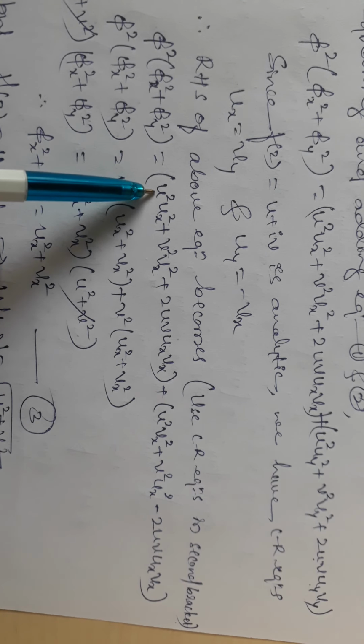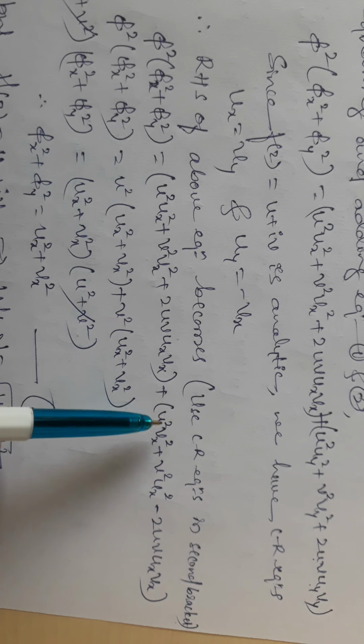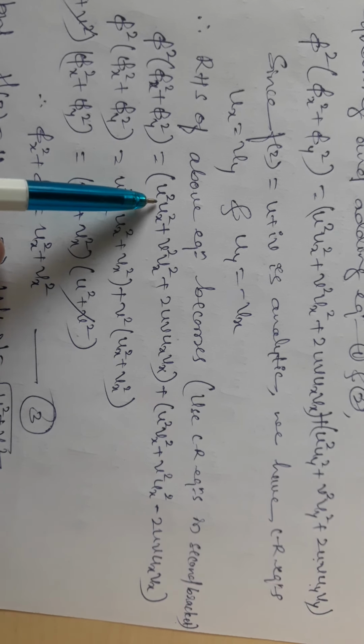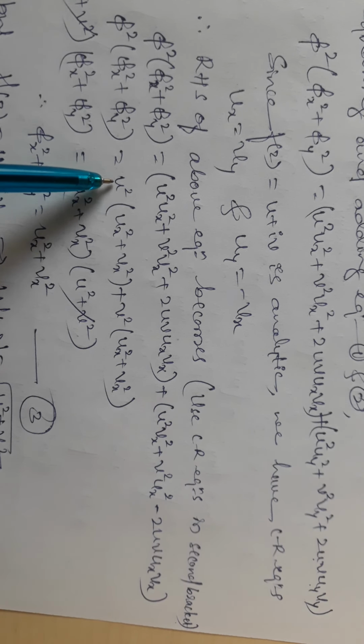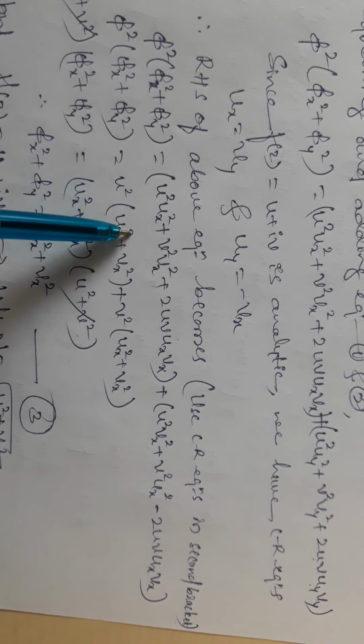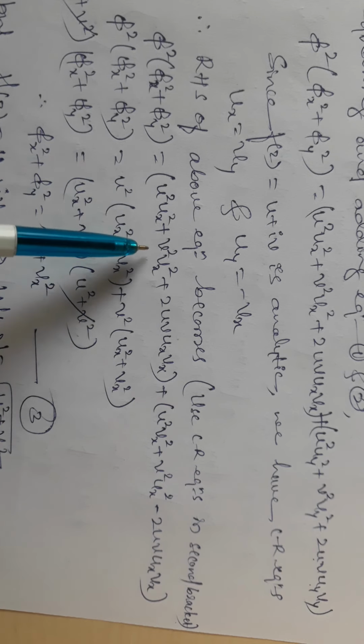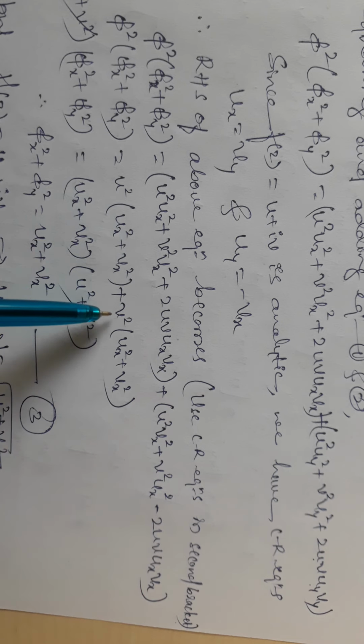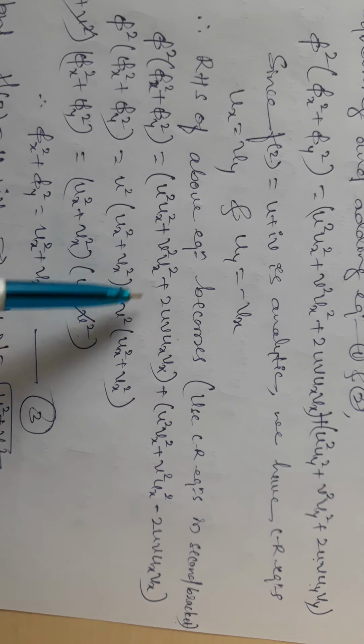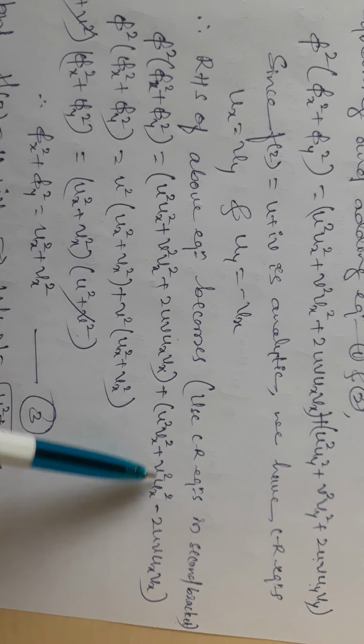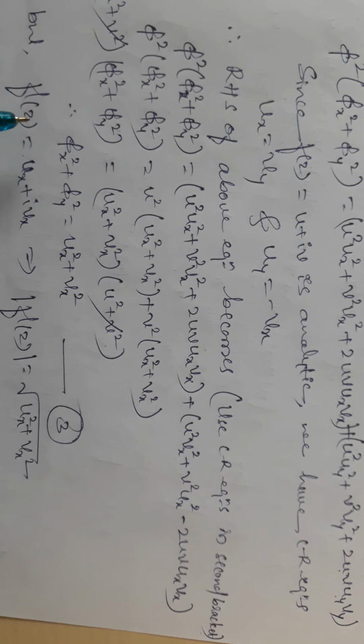Here u square is common in the first term, therefore we can take u square outside, u square into ux square plus vx square, and in the second term v square is common, v square into ux square plus vx square.